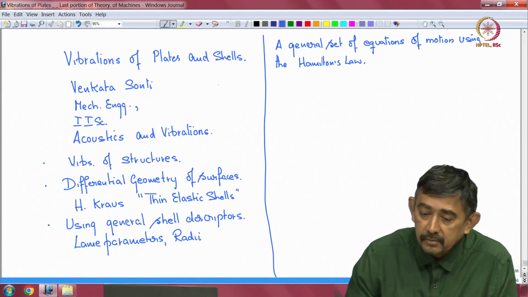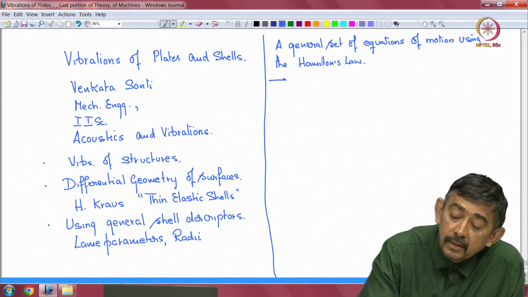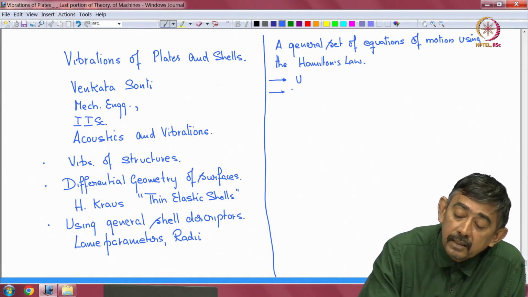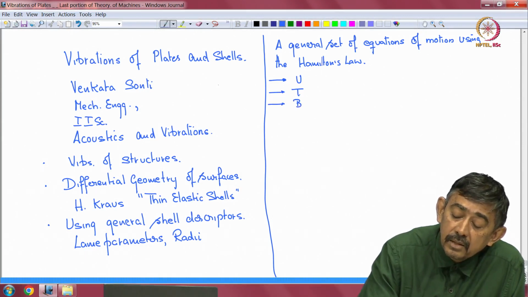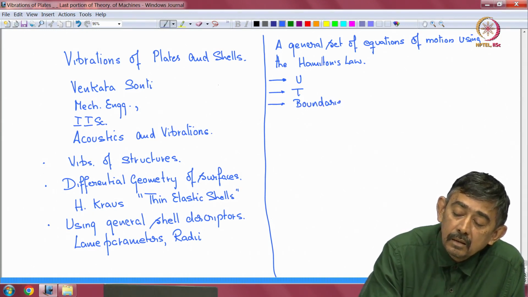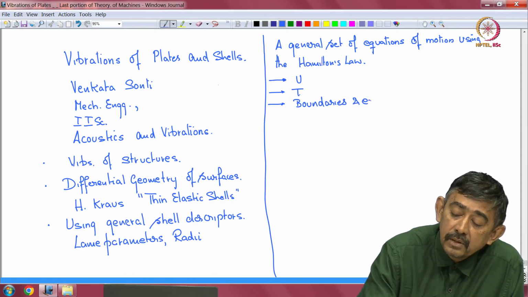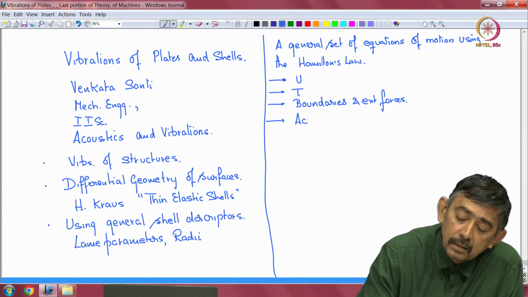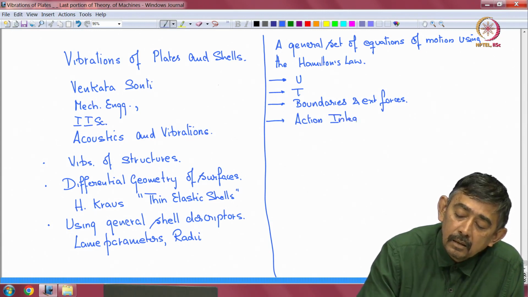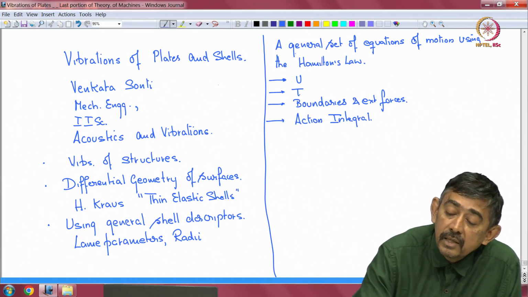For the general shell we will figure out the potential energy, the kinetic energy, any other energies coming from boundaries or forces and external forces, formulate the action integral, and derive a general set of equations.